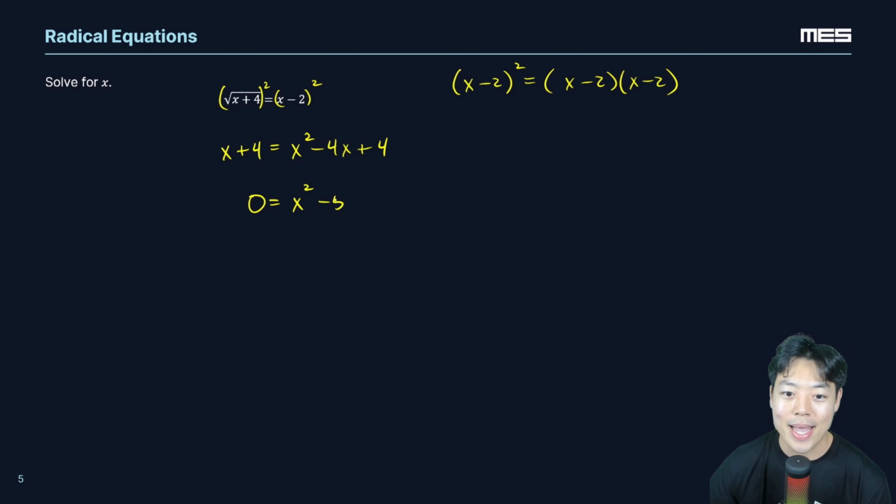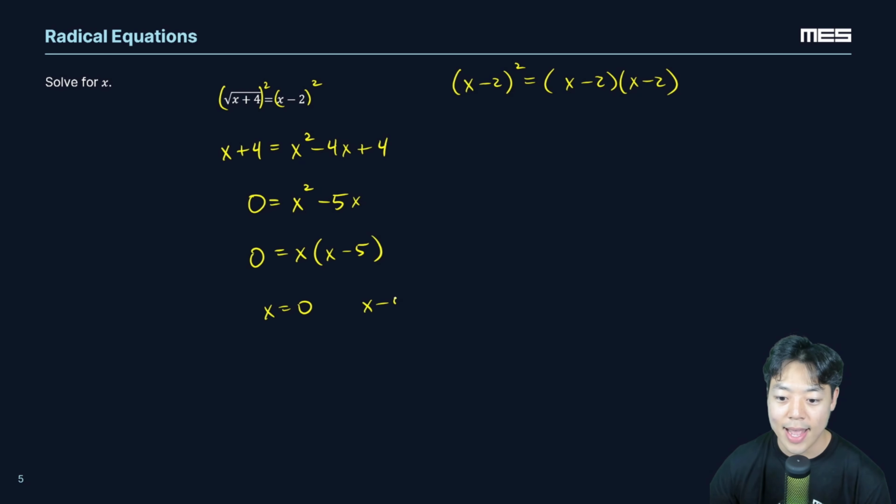We get x squared minus 5x. 4 and 4 eliminate, leaving us with x times x minus 5. So x can equal 0, or x minus 5 will equal 0. Therefore, x can equal 0 or 5.